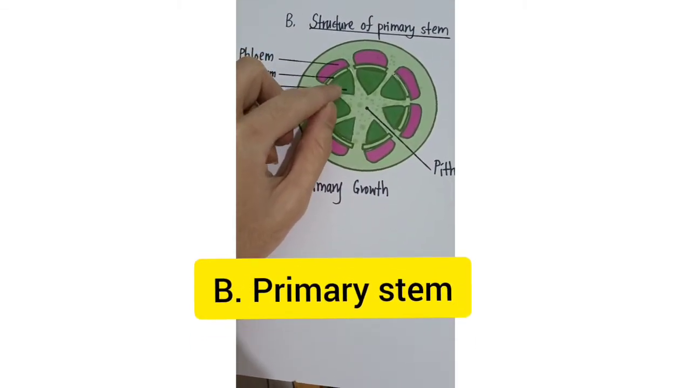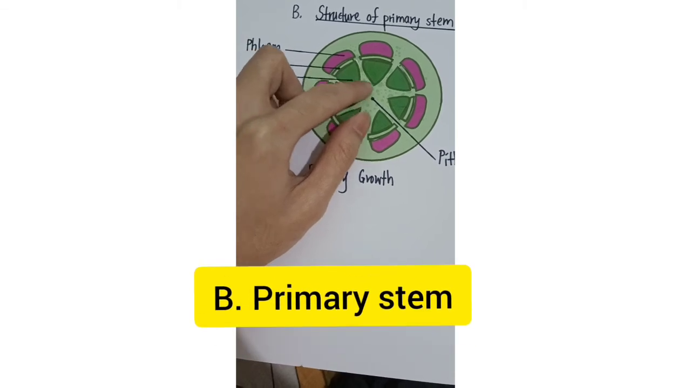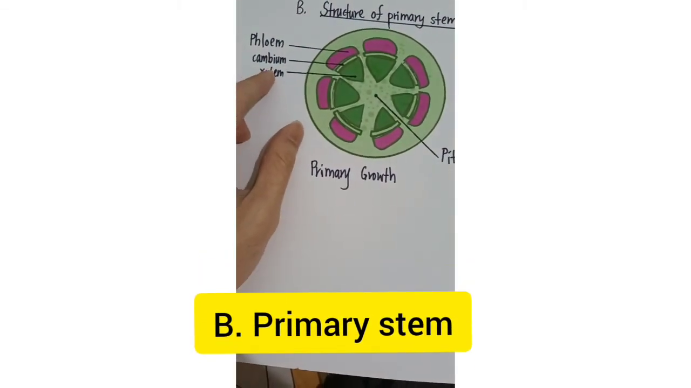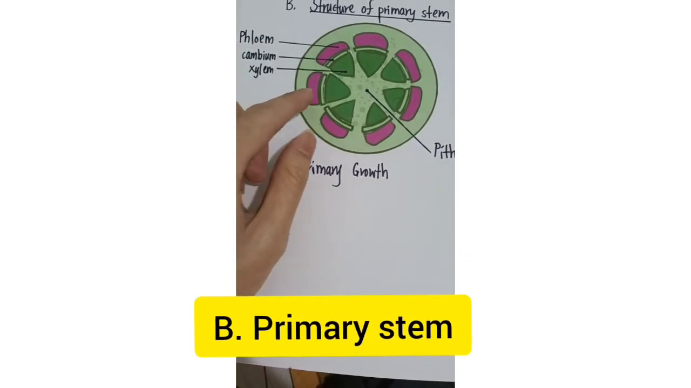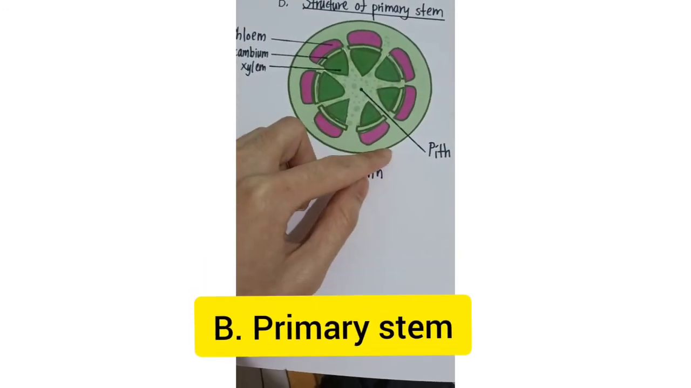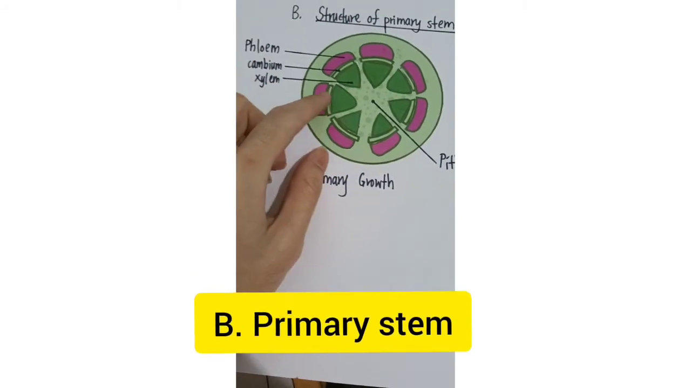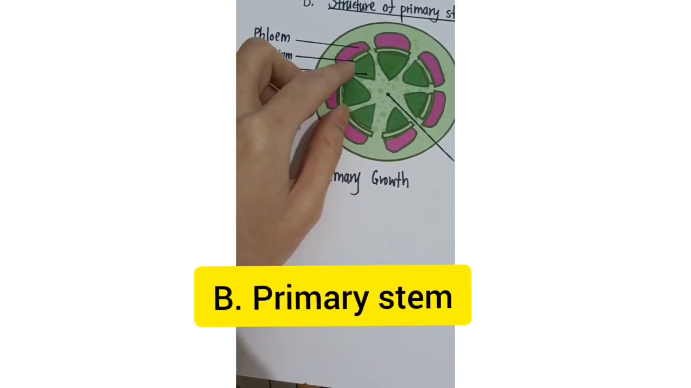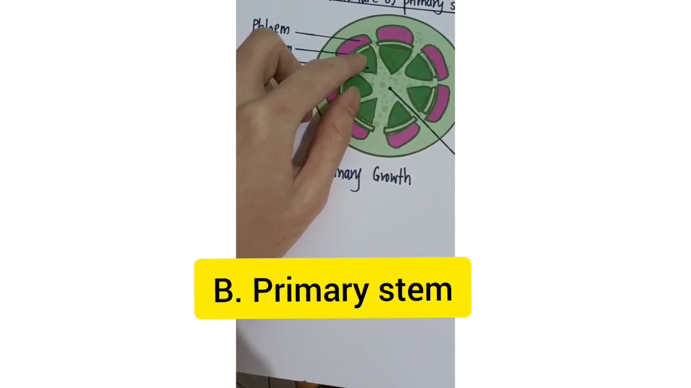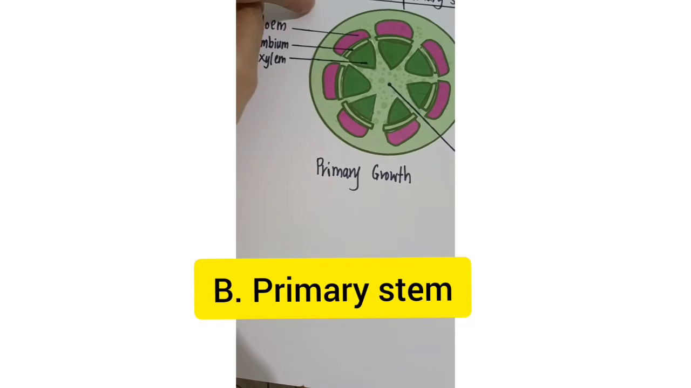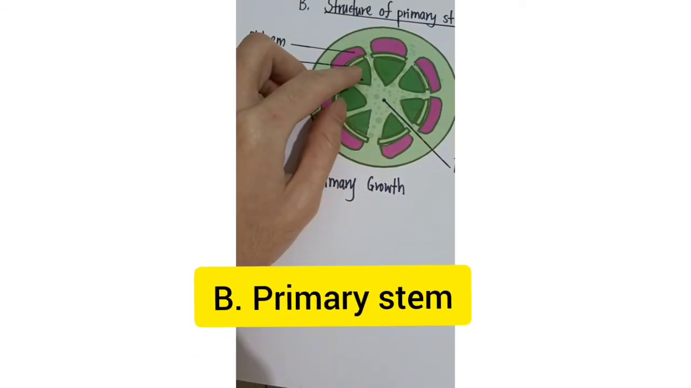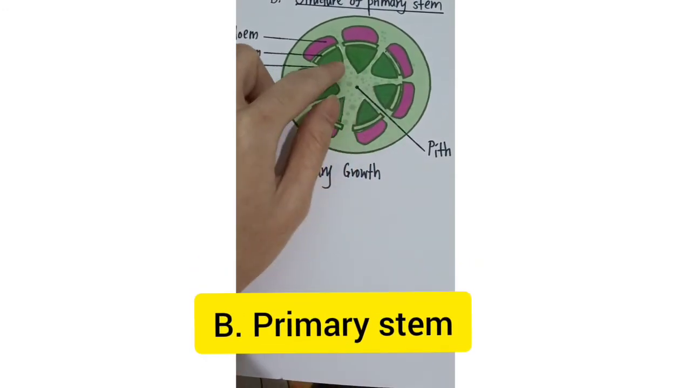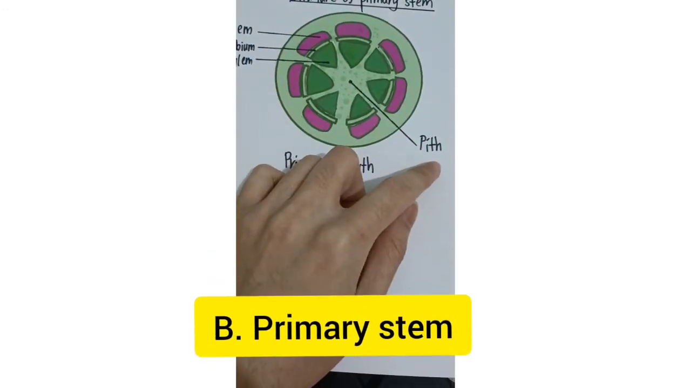Whereas the green triangular region here represents the xylem tissue. The function of xylem tissue is to transport water and dissolved mineral salts from the roots to all parts of the plant. And the cambium, the thin strips sandwiched between the phloem and xylem, will divide repeatedly to form phloem and xylem. And lastly, the middle region of the stem is known as pith.